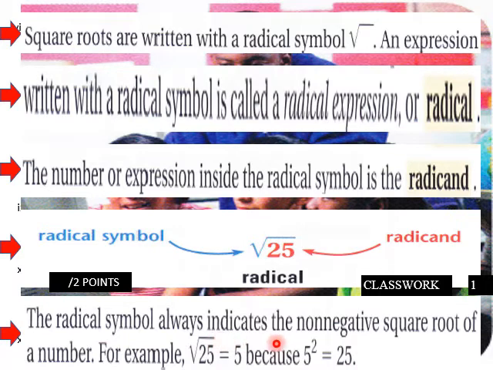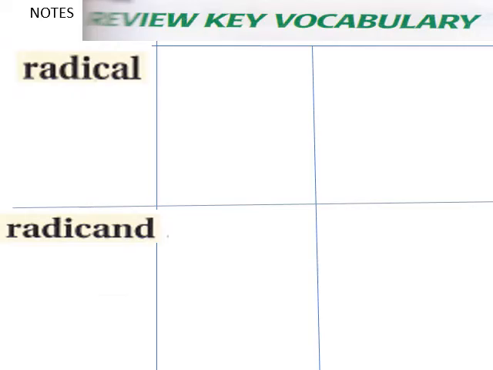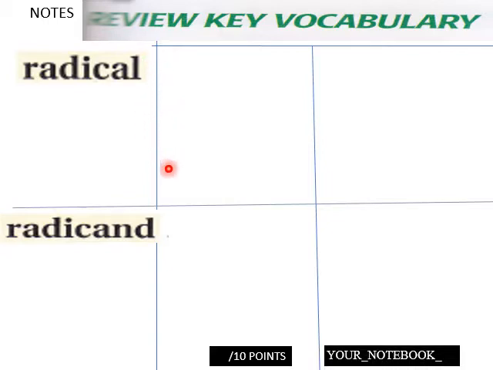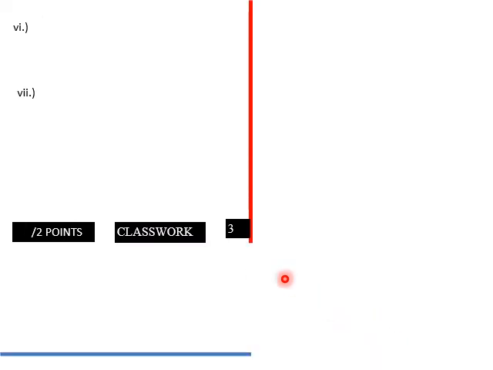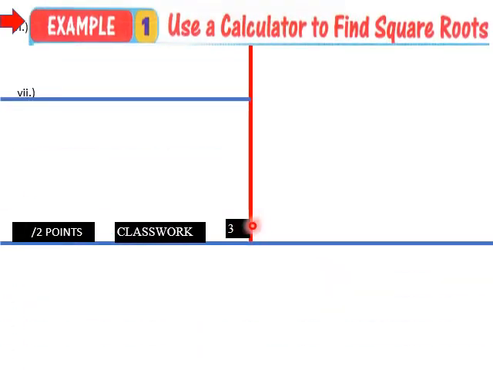The radical symbol always indicates the non-negative square root of a number. For example, radical 25 is 5 because 5 squared equals 25. Okay, students, in your own words, define radical and define radicand. Okay, moving on here.